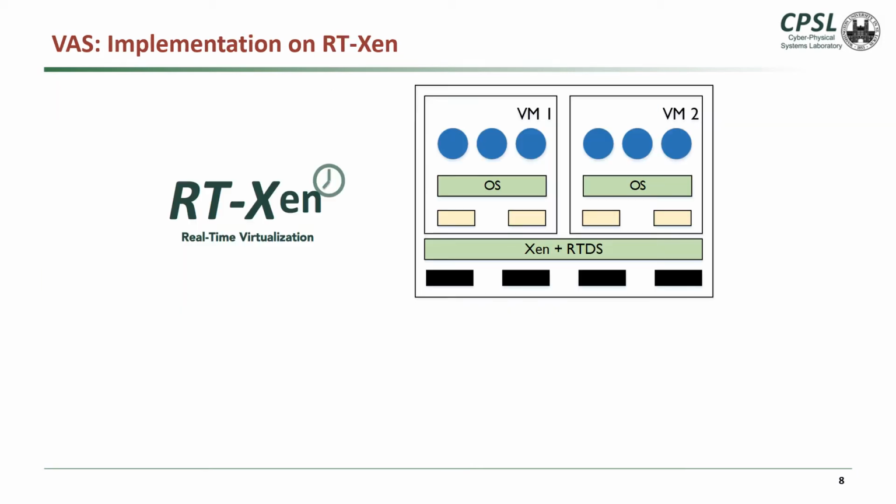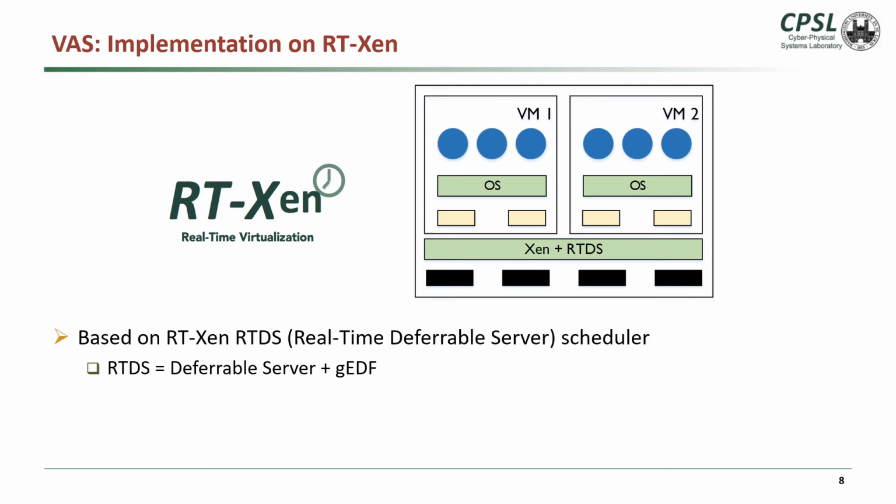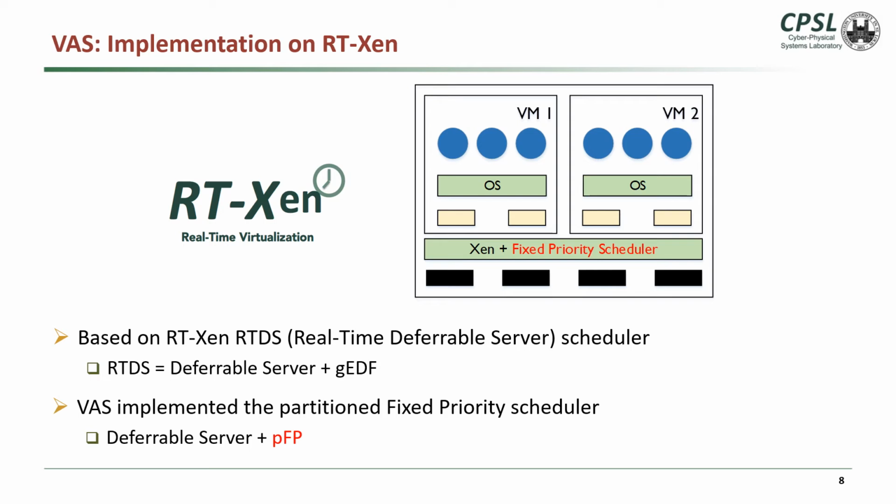We also implemented our VAS based on the Xen scheduling framework. Xen provides a scheduler called RTDS, which is the Real-Time Deferrable Server scheduler. It follows the deferrable server plus global earliest deadline first scheduling policy. So what we did is create yet another scheduler called the partitioned fixed priority scheduler, which also leverages the deferrable server policy. So that's what we have for VAS.